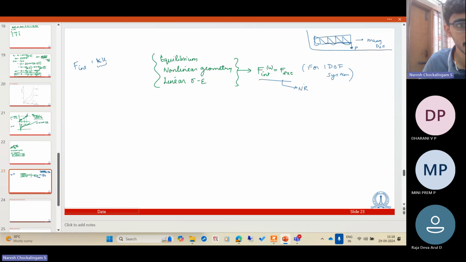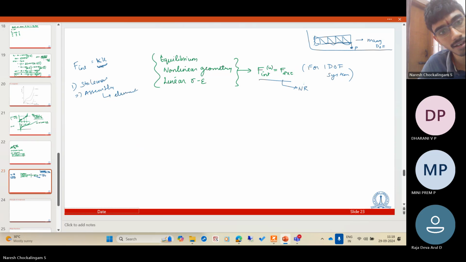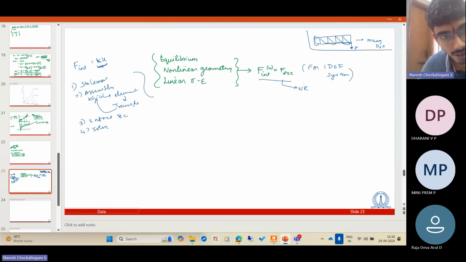And whatever we did to get this Ku, we started with the problem statement, then assembly. Inside assembly, we had an element stiffness matrix, and that we transform. Then we plug it into the appropriate global Kg and Fg. Then from there, we enforce boundary conditions, and then we solve. Now this full setup has to get inside the Newton-Raphson.